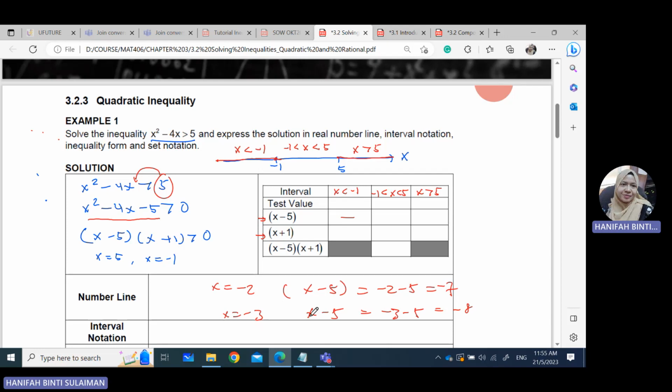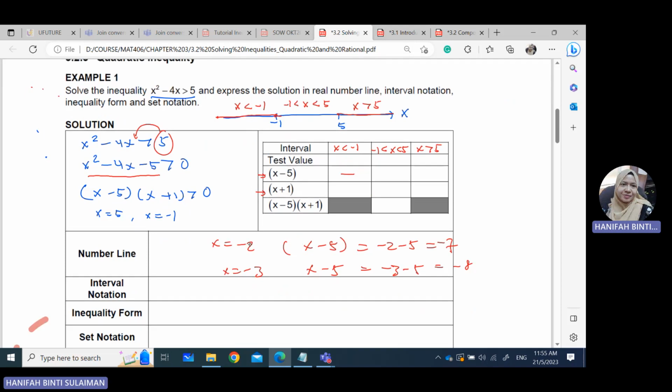Okay, so kita ambil satu nilai x negatif 2 kat sini. So untuk x plus 1, it is equivalent with negative 2 plus 1, then we have negative 1. Katakan kita ambil negative 3. So x plus 1, negative 3 plus 1 is negative 2. So maknanya kalau kita masukkan nilai x yang kurang daripada negatif 1, so untuk x plus 1 is always negative. So kita letak negatif dekat sini. Alright, so negatif darab negatif, we have positive.